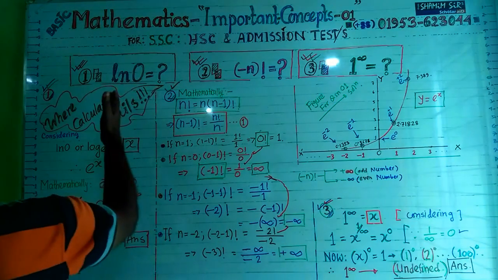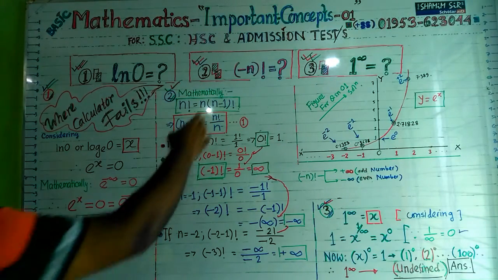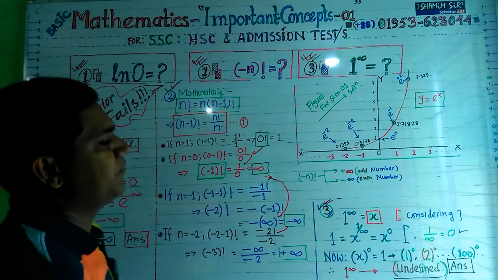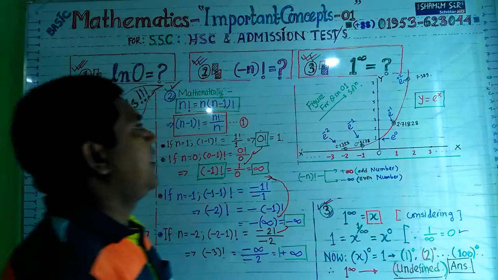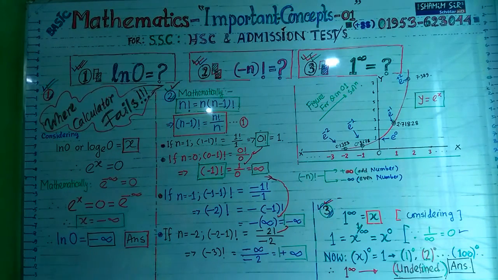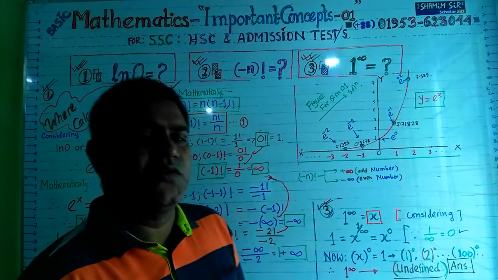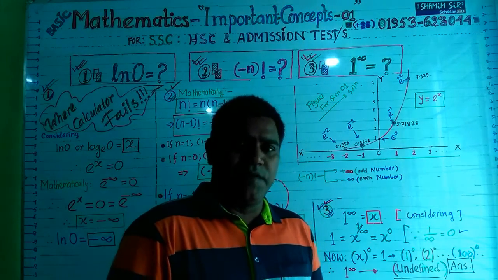Topic 1, what is the value of ln 0? Topic 2, what is the value of minus n factorial? And 3, what is the value of 1 to the power infinity? I have written one thing here, where the calculator fails. In fact, if we want to solve these using a calculator, it may not be possible.